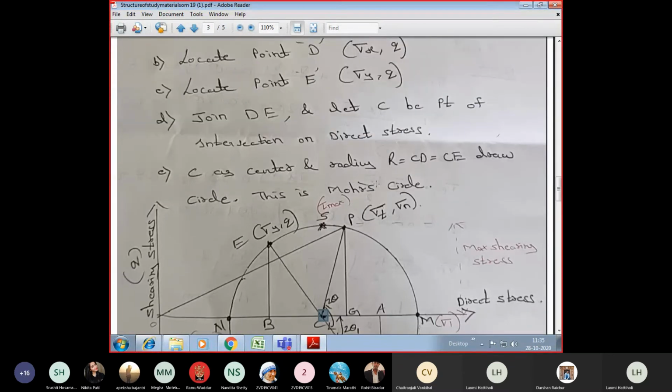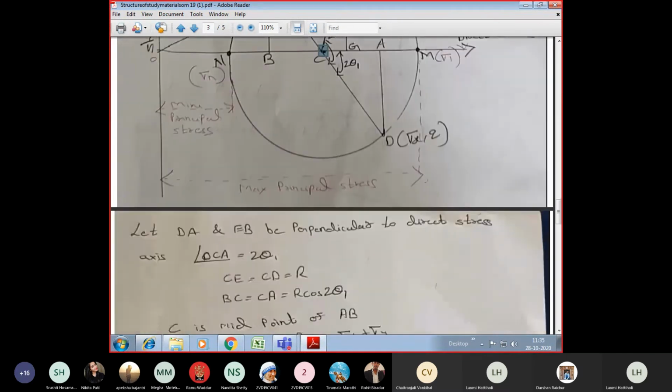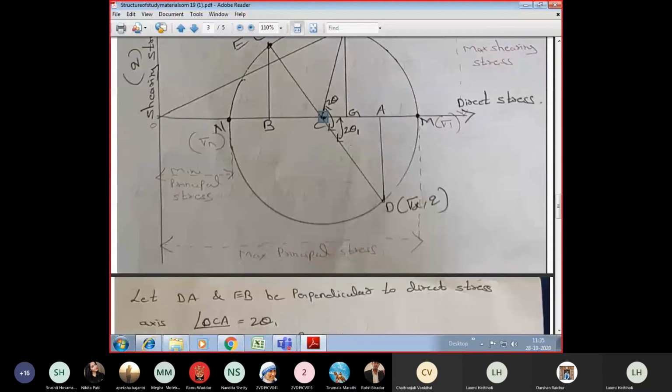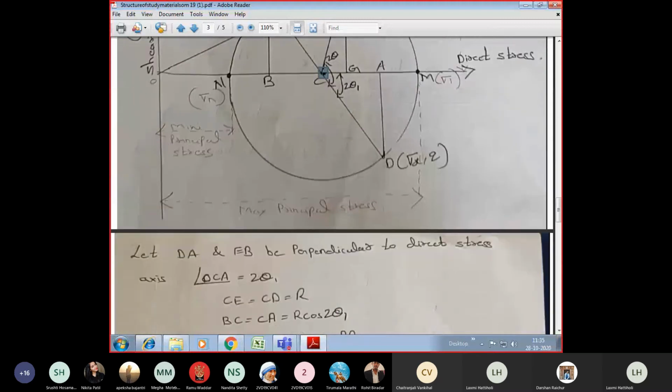Now you can see here, join DE and let C be the point of intersection on direct stress. With C as center and radius equal to CD or CE, draw the circle. So this is called the Mohr circle. That's what we have done till now. After taking the perpendiculars B and A, let DA and EB be the perpendiculars to direct stress. That's what I have told you now.